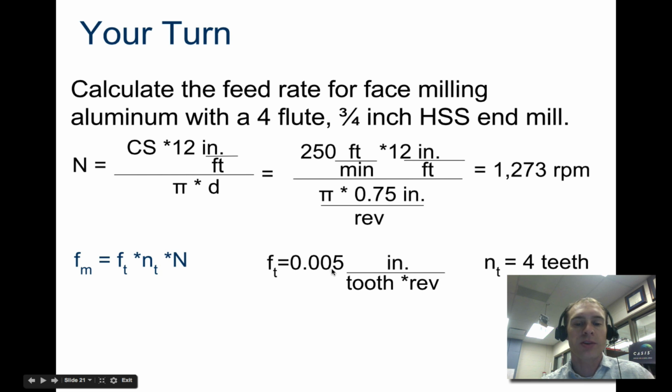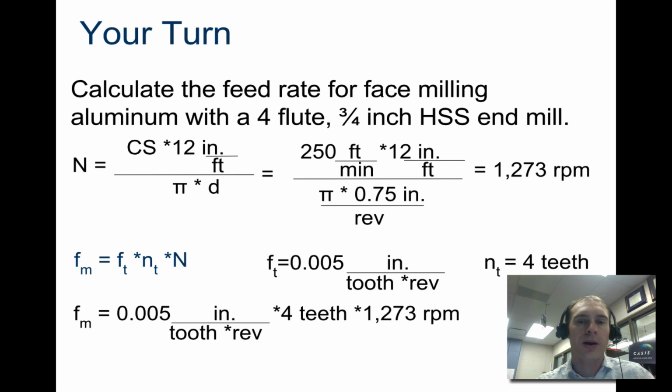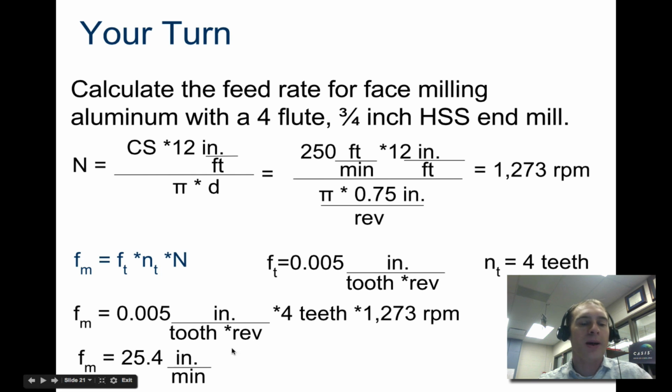Your FT is 0.005, and your number of teeth is 4 teeth, and we end up multiplying all those together. 0.005 times 4 times 1273 is 25.4 inches per minute.